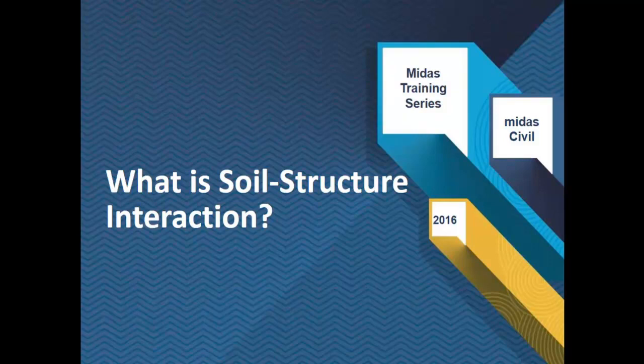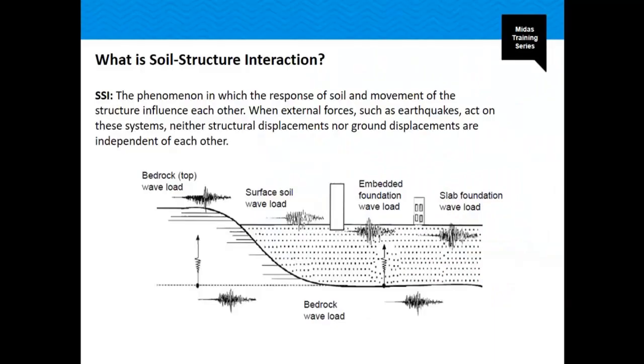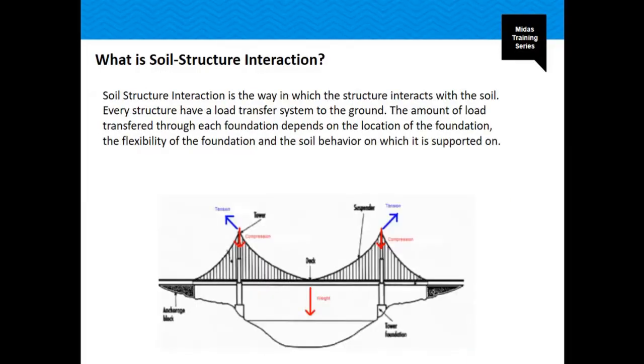Let me just go over what soil structure interaction is. For those of you who are not familiar with it, this is the phenomenon in which the response of soil and movement of the structure influence each other. So let's say when an external force such as an earthquake acts on the system, neither the structural displacement nor the ground displacement are independent of each other. One influences the behavior of the other. The study of this behavior is what soil structure interaction is: the way in which the soil interacts with the structure itself.